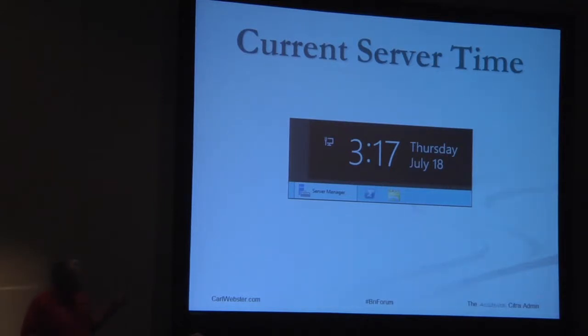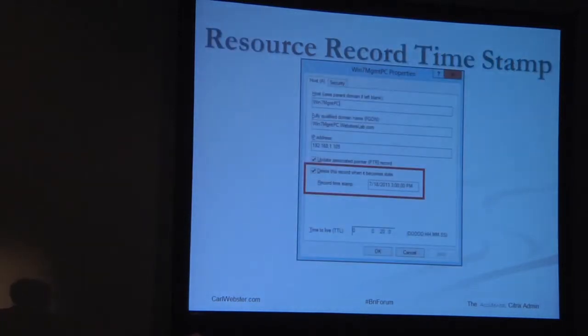The current server time on your DNS server, and especially on the DNS server configured to be the scavenging server, is critical, because that is how DNS records get their timestamp: the time that is on the DNS server where the record is registered. The resource record timestamp is going to show you the date and time that the record was created.